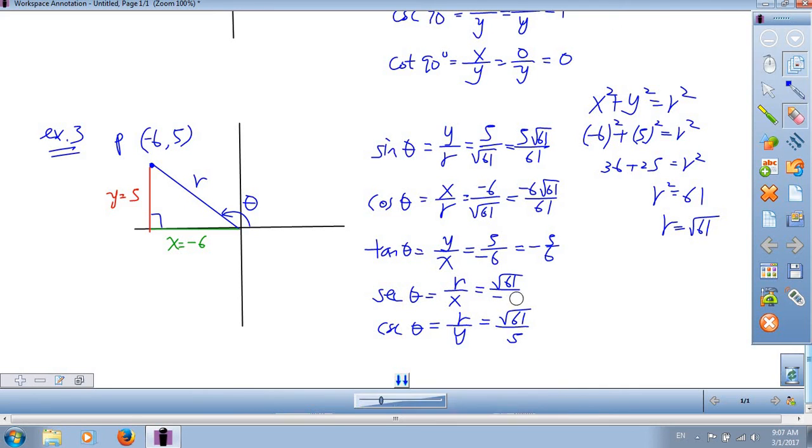Oh, okay, I made a mistake here. It was -6 for x. And the last one, cotangent of theta, will be x over y, so it would be -6 over 5. Alright, so that's basically how we deal with this kind of situation.